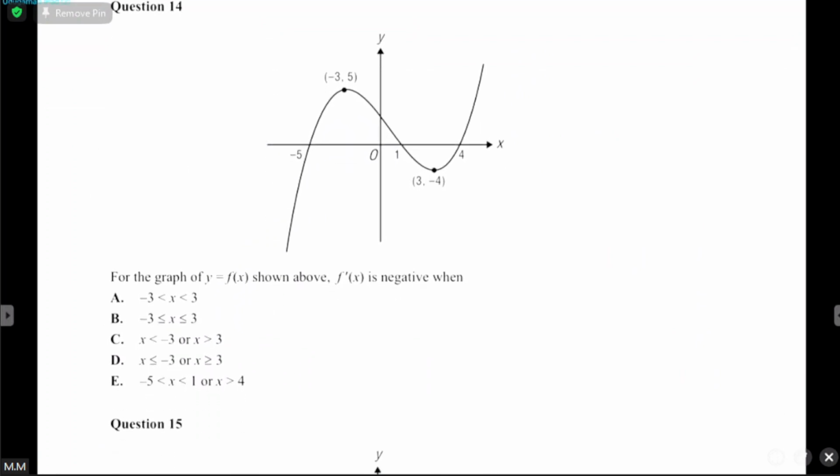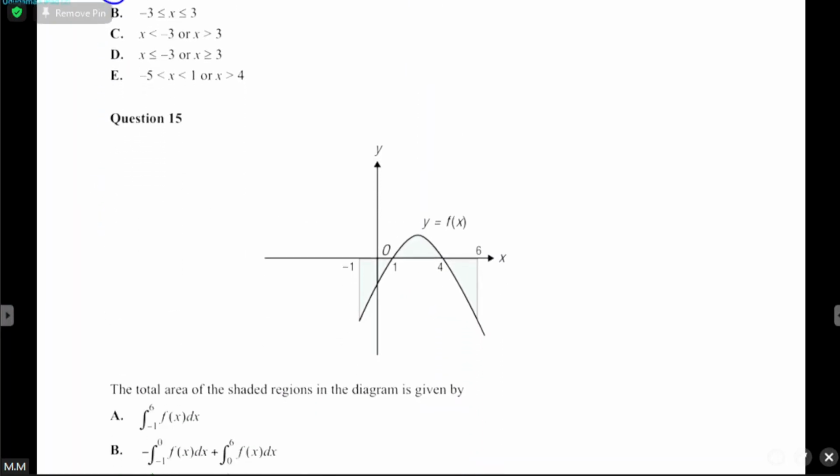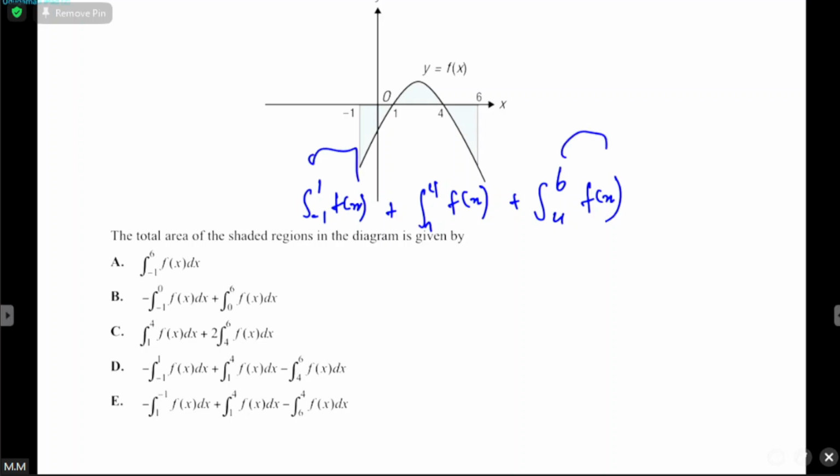So here you're just finding when f dash of x is negative. That just means that the gradient is negative, so that's from -3 to 3, non-inclusive. The area here is just the integral from -1 to 1 of f of x, plus the integral from 1 to 4 of f of x, plus the integral from 4 to 6 of f of x. But here these two are negative areas, so you put a negative in front of them to make them positive. So then you get D.